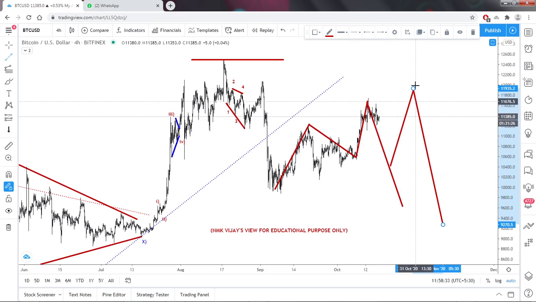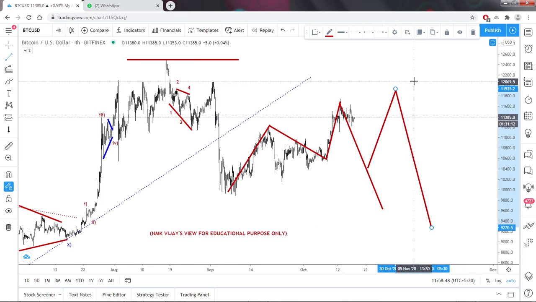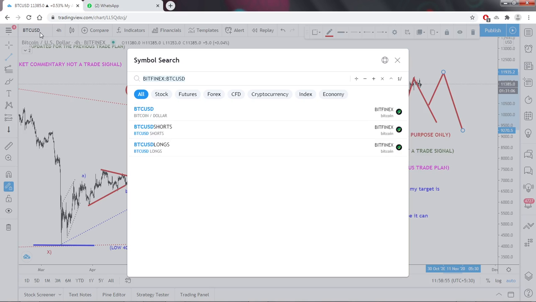Once it is completed, I will be on the sell side only, with the stop loss of 12,500. I will be on the sell side at around 11,900 like that, or 11,800 maybe. Don't be greedy to catch the top. We just need to catch the reversal. So let's see on to gold.